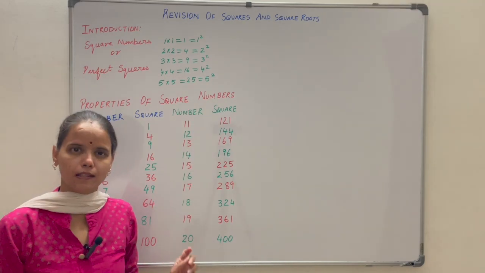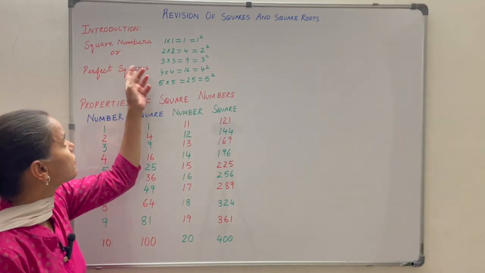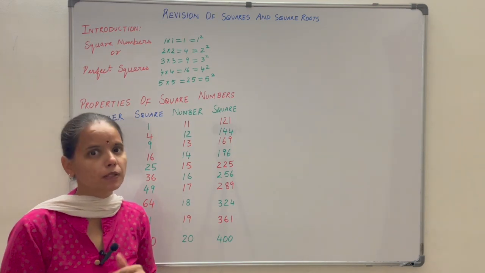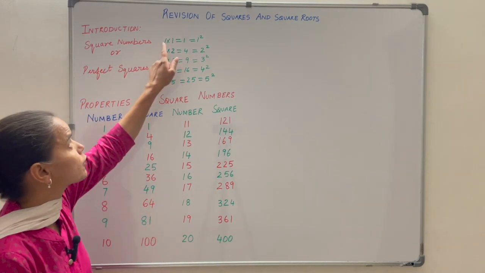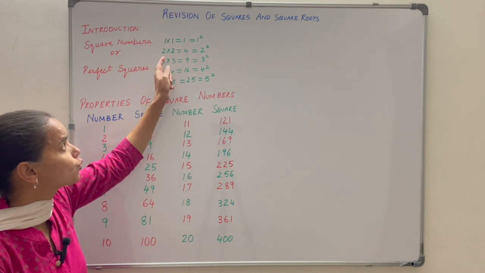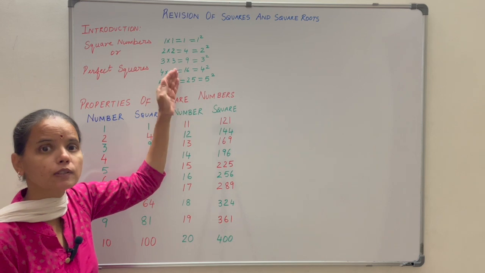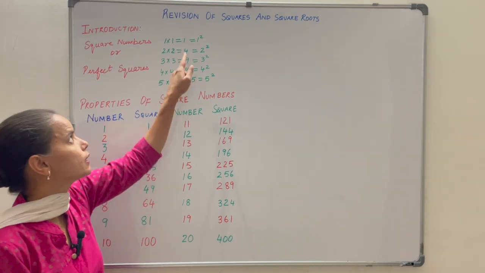Revision of squares and square roots. Square numbers or perfect squares. Square numbers are the numbers you get when you multiply a number by itself. That means whenever you multiply 1 by 1, 2 by 2, 3 by 3, 4 by 4, 5 by 5, you are multiplying the number by itself, and then you get a perfect square.